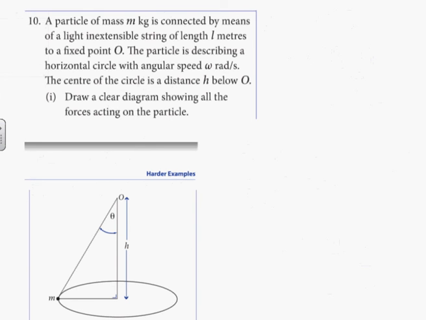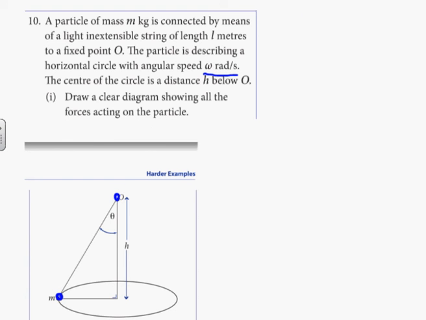Okay. A particle of mass m kilograms is connected by means of a light inextensible string of length L meters to a fixed point O. O is the fixed point, M is the moving particle. String of length L. The particle describes a horizontal circle with angular speed w rad per second. The centre of the circle is a distance h below O. Draw a clear diagram showing all the forces acting on the particle.